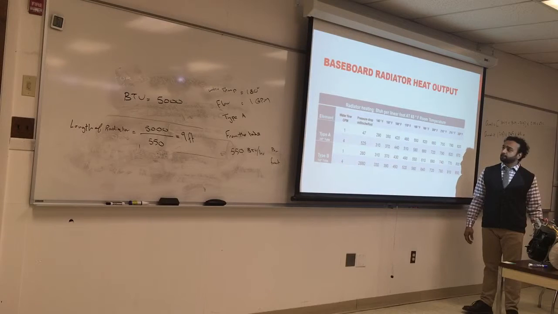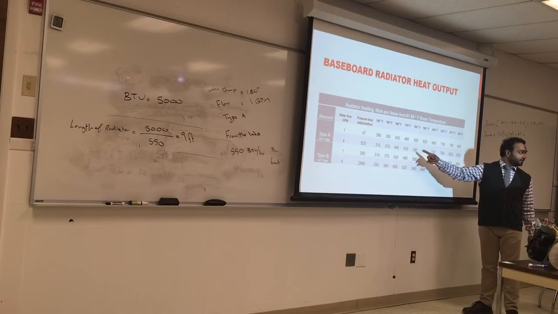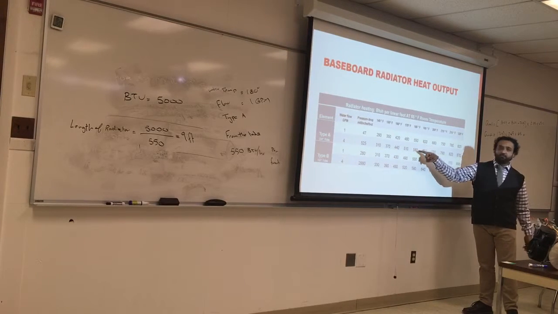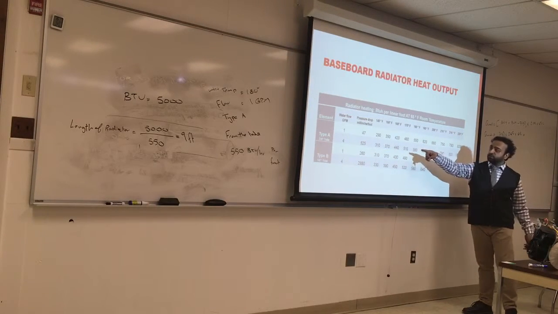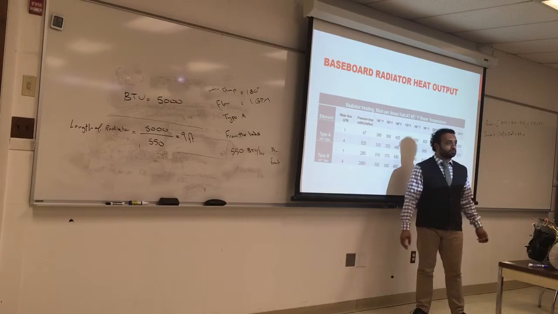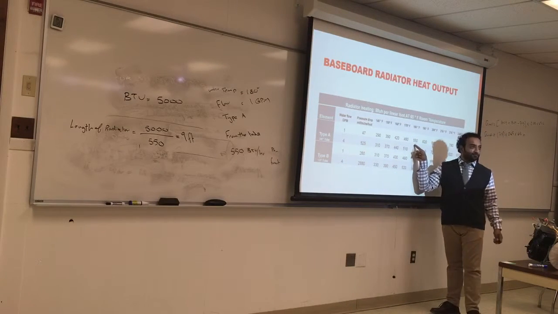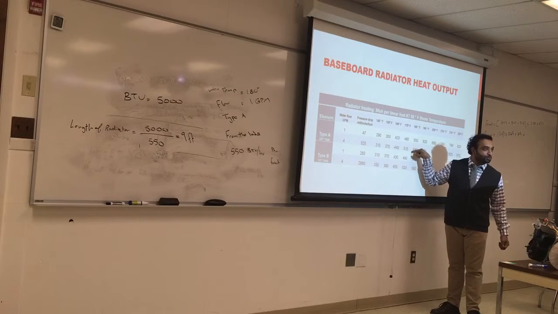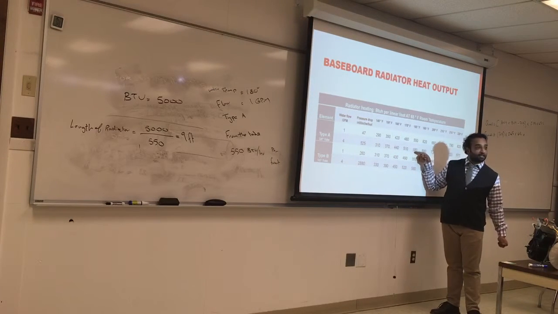So is the 550 then the amount of BTUs you're losing? Yeah, or it's giving off. Okay. 550 at 1 GPM, 580 at 4 GPM. What if you get two? It's gonna be in between. If you have 3, it's gonna be eyeball between those two. If you see the difference, not that big.